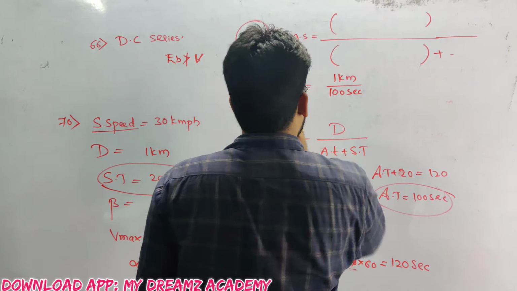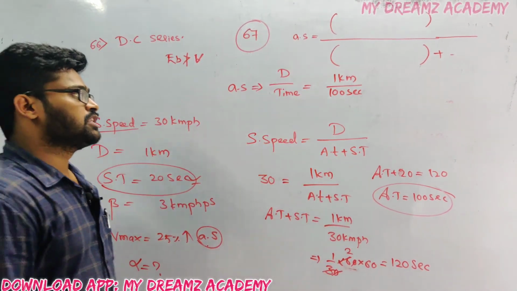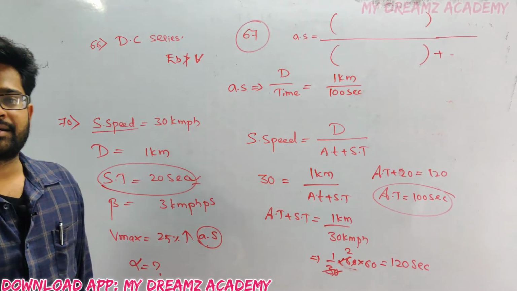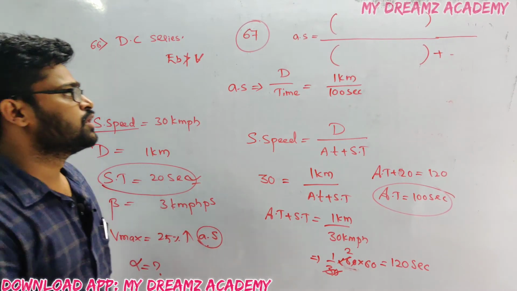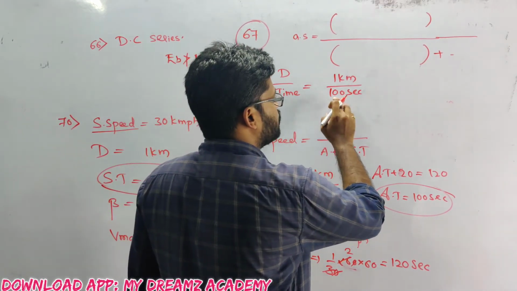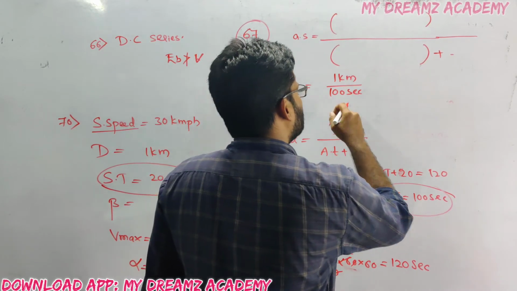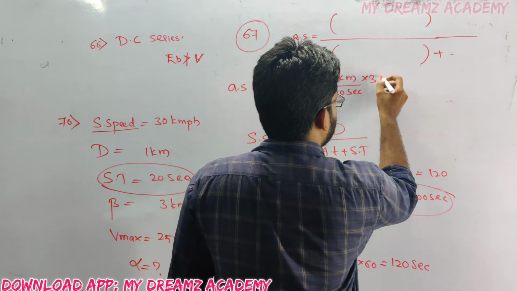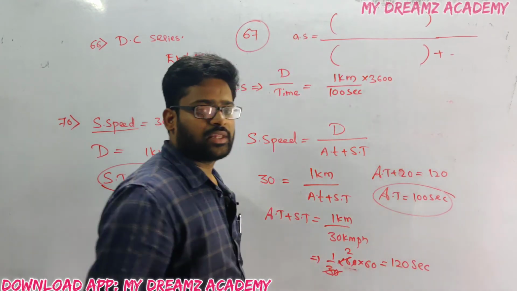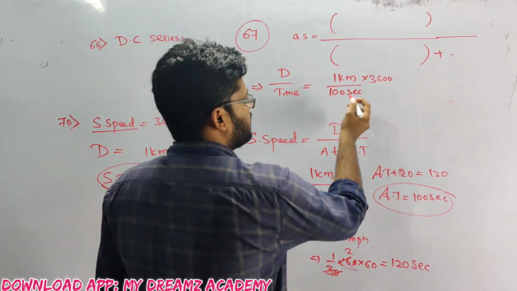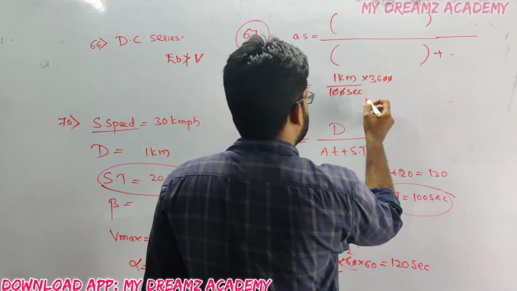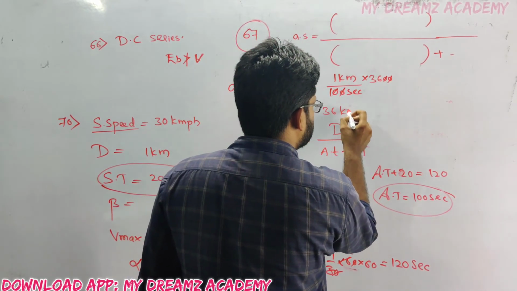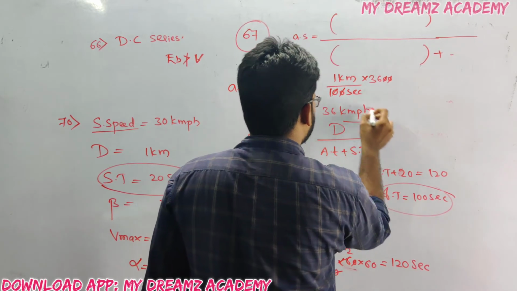Now we need to calculate actual speed. How can I calculate actual speed? Generally the actual speed is in terms of kilometer per hour. So I need to convert this into hours. How can I convert this into hours? If I multiply with 3600, it will convert into hours. The zeros will get cancelled. So average speed is equal to 36 kilometer per hour.